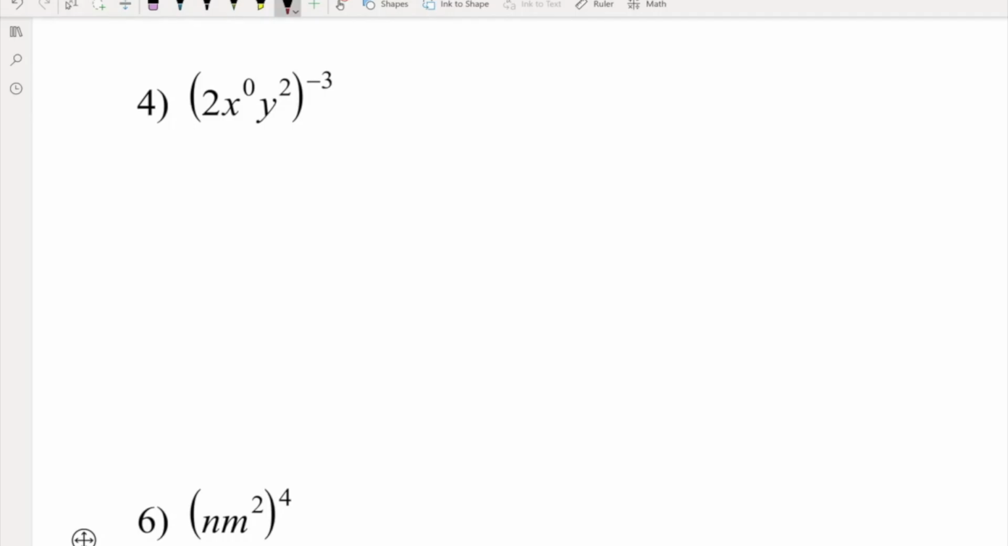Everything gets the -3 power. This is one way to look at it. Everything gets the -3, so it's 2 to the -3. 0 times -3 is still 0, and x to the 0 is a 1, so I can really just ignore the x. And then y to the second to the -3, 2 times -3 is -6.